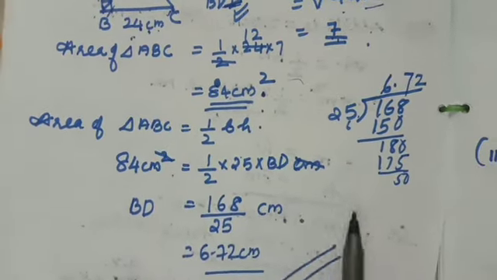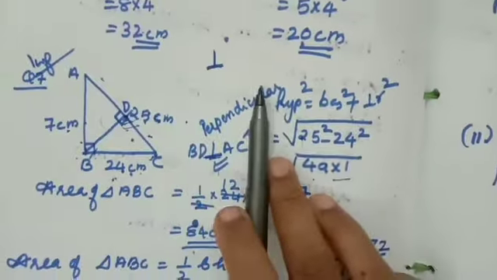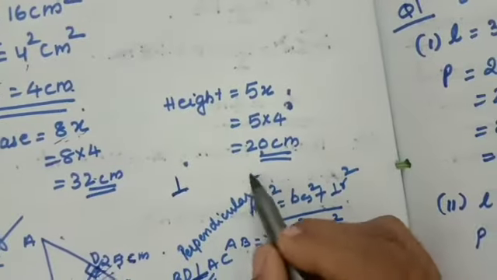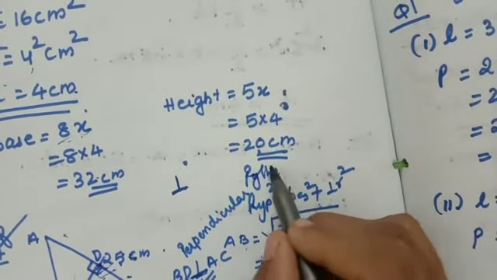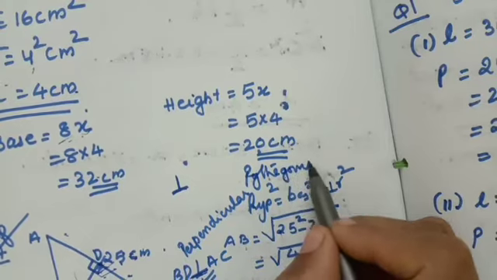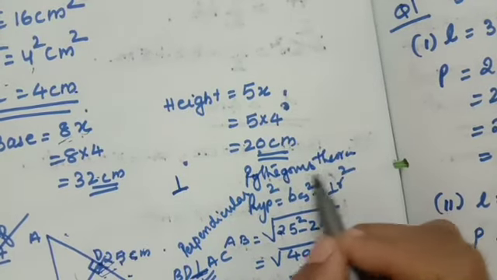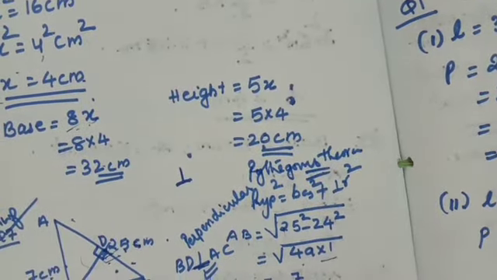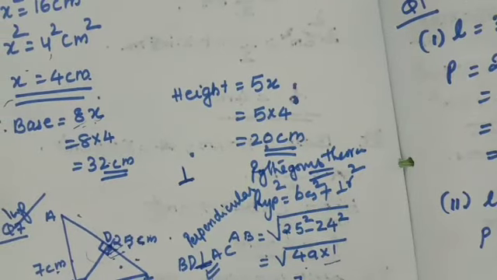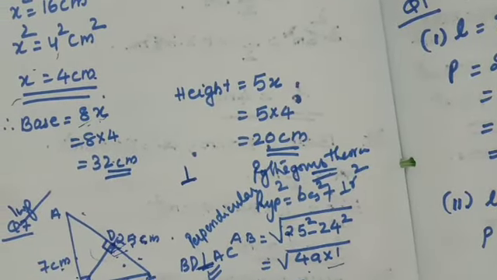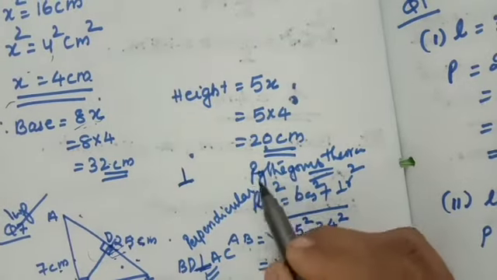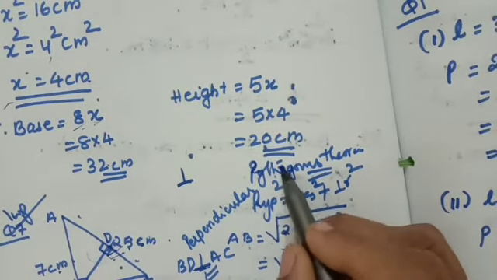I hope everybody understood. This problem is very important. This Pythagoras theorem. Only in a right angled triangle are we using it. Okay. Understand, children? Pythagoras theorem.